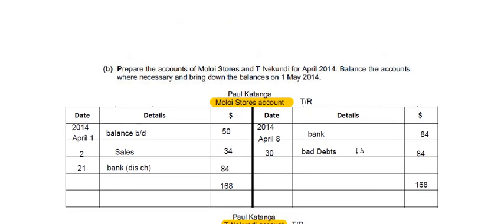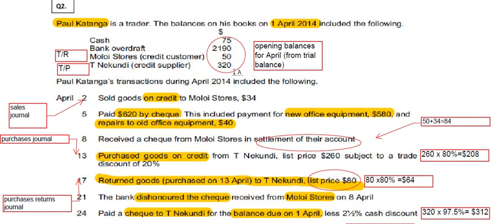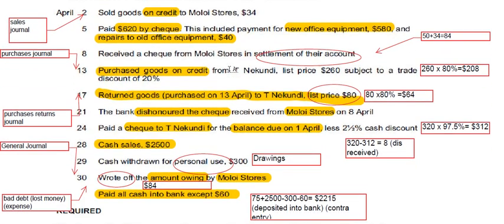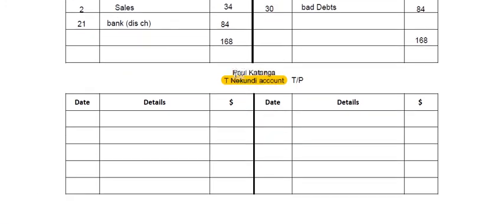Let's check the other guy who is a trade payable, and we were owing him 320. So that's the balance BD. So a trade payable account starts on the credit side. So on credit side, 2014, April 1, balance BD.